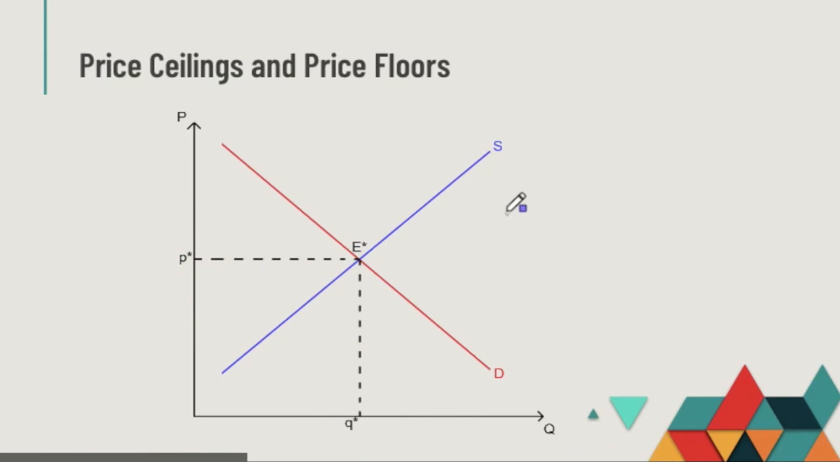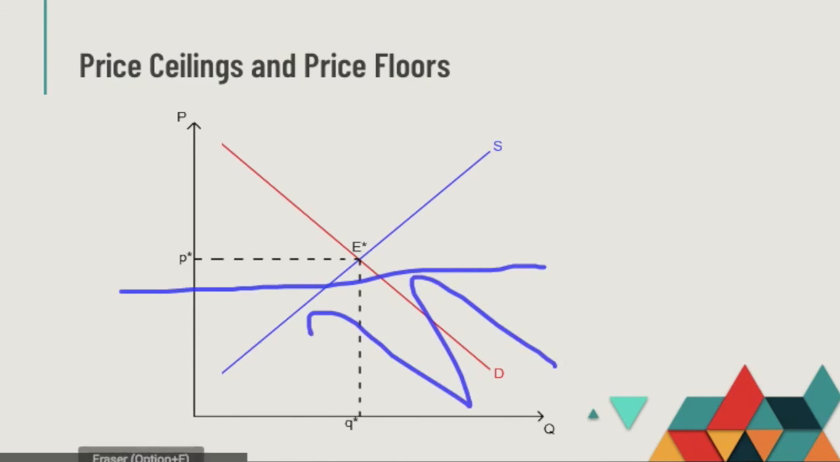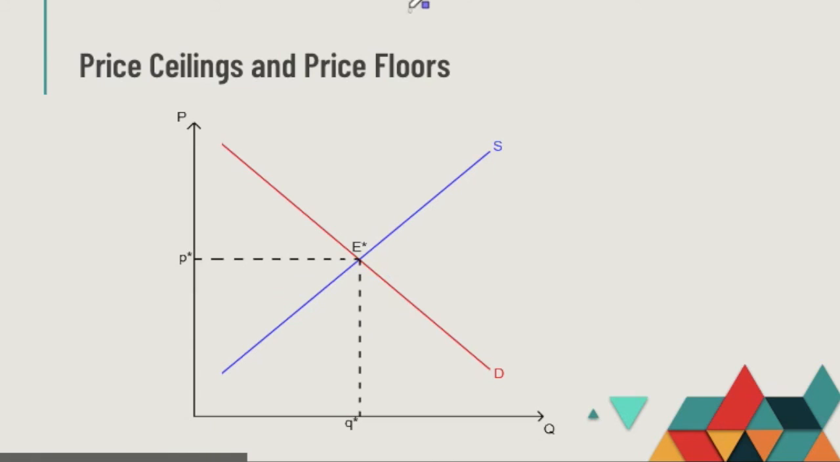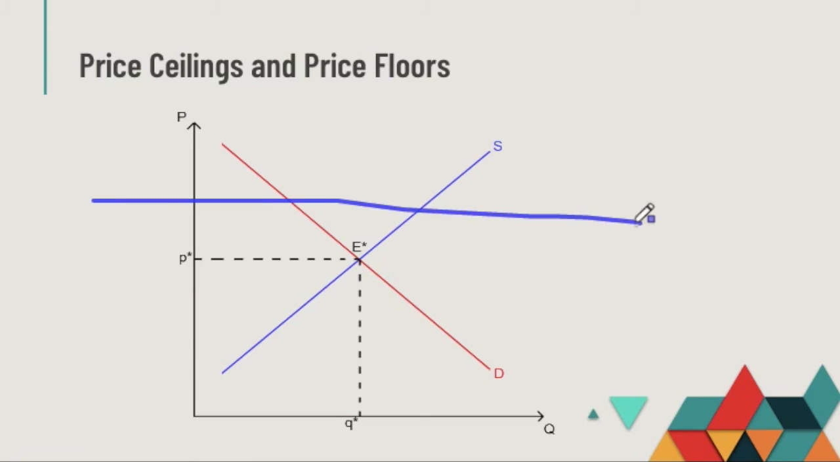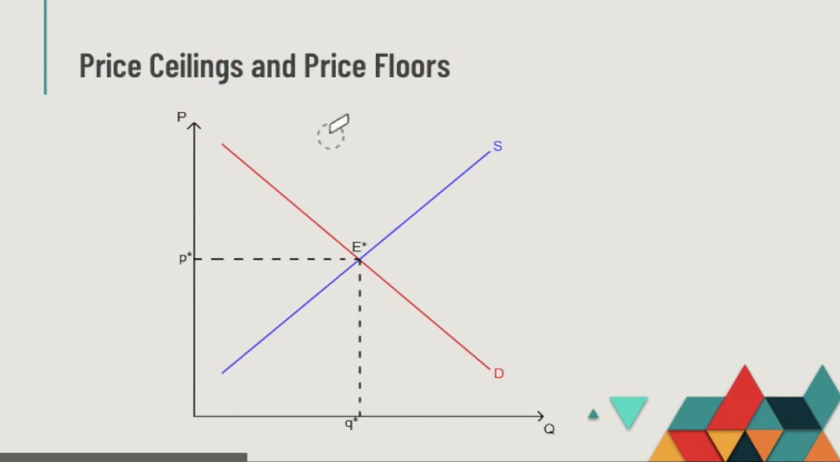So the thing you need to remember with price ceilings and price floors is, with price ceilings, we want our price ceiling to be below equilibrium, and everything below that is going to be where the economy operates. And with price floors, we want it to be above the equilibrium, and everything above it is going to be where the economy operates. Also, price ceilings are going to be causing shortages, and price floors are going to be causing surpluses.